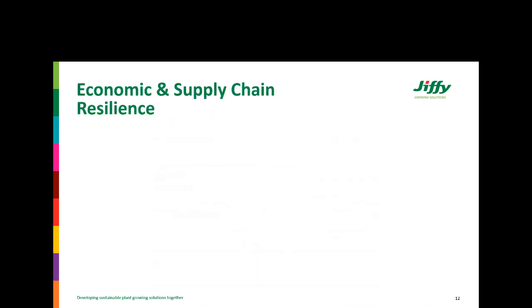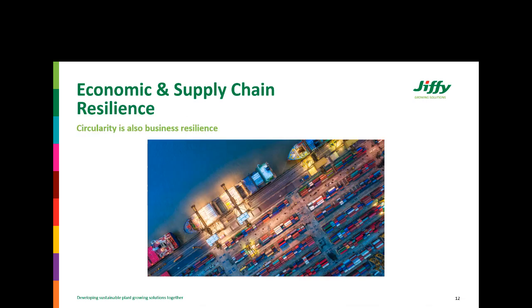Economic and supply chain resilience, that's talking more about elements of business resilience. So not just the environmental side, but how can we be more able to reduce costs, to reduce waste, which also has a direct impact on cost. We always have to think about the business impacts as well, because that's critical for any manufacturer of a product, but even more so for the end user, which is our growers. And so being more resilient on the economic side is critical.